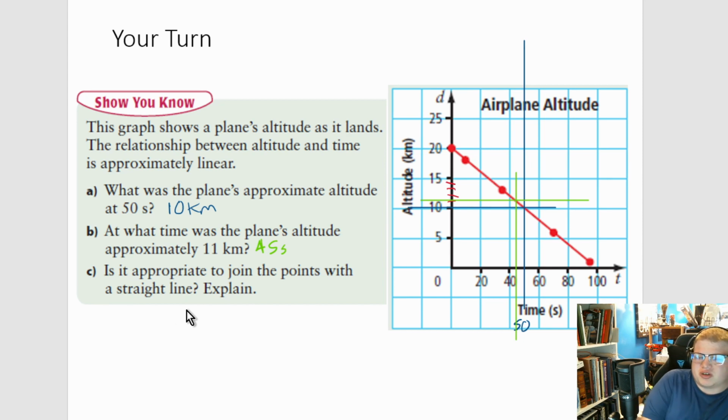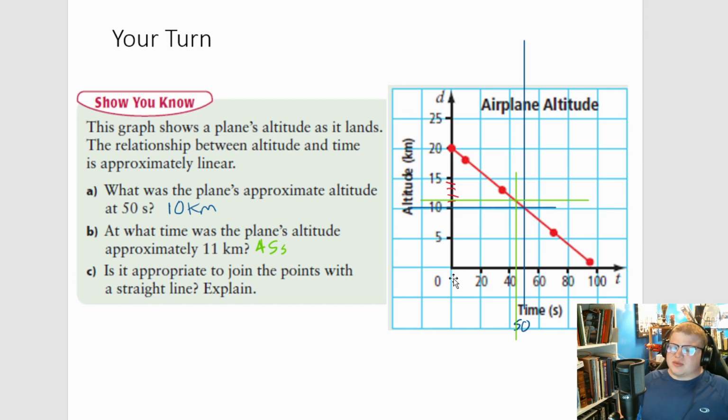Lastly, is it appropriate to join the points with a straight line? The reason they're asking this is you have to say, is there subunits here? So we have time, and we have these points between time. Is it appropriate to have smaller points in between those? Because when you draw a line, you're saying that every single point on that line is an accurate point. So in this case, when you're dealing with time, you can go down to seconds, milliseconds. So yes, it's appropriate to have a line there because this is a continuum.